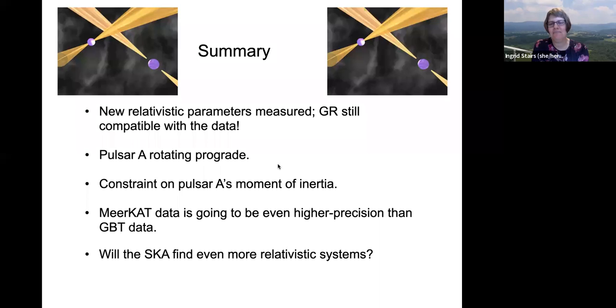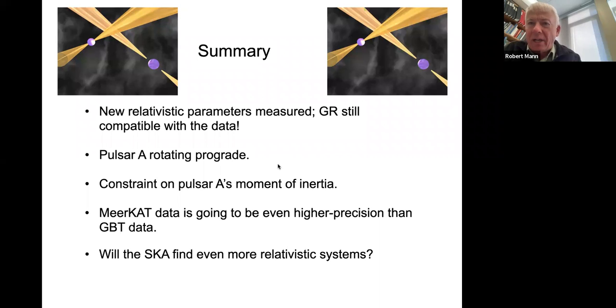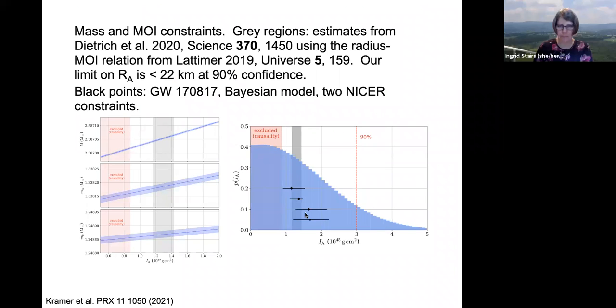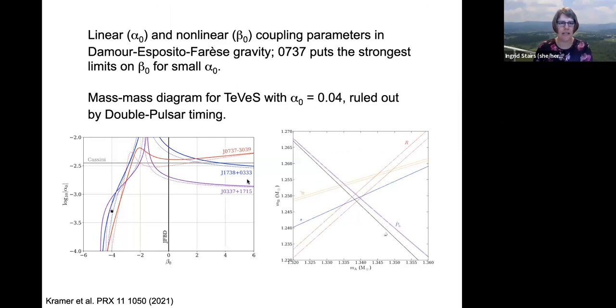No. So the upper limit on alpha is what now? You had the figure. Let's bring that back here. I mean, the double pulsar, if you're looking at Damour-Esposito-Farèse gravity, doesn't really contribute to that so much, right? This is different moment of inertia assumptions, but basically Cassini still gives you the best limit on alpha, and the double pulsar comes in more for the beta naught parameter.